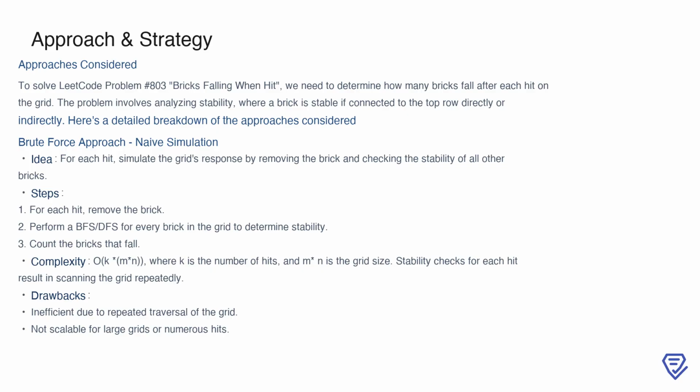However, this approach has significant drawbacks. Since we are performing stability checks for every hit, we repeatedly traverse the entire grid. This results in a time complexity of O(k times m times n), where k is the number of hits and m times n is the grid size. While straightforward to implement, this method becomes computationally expensive and inefficient, especially for larger grids or many hits.